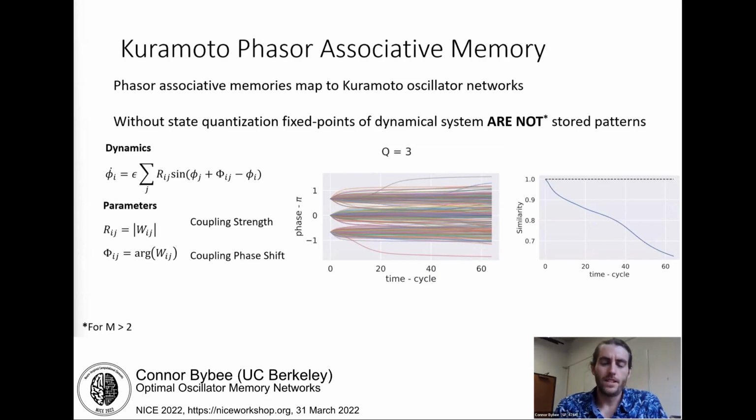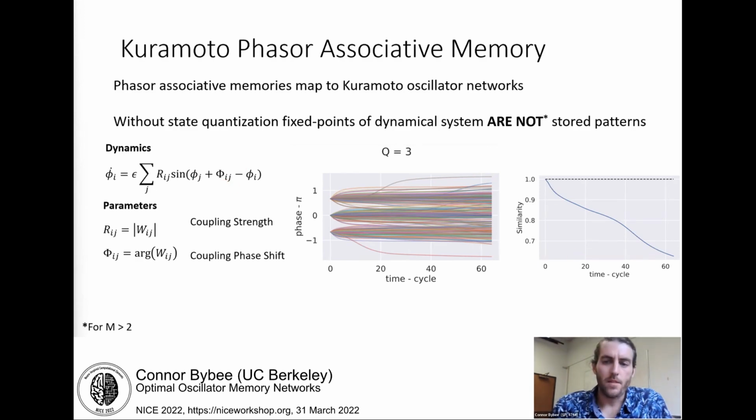In general, the synaptic weights in the Q-state phasor are complex valued. So it was not previously shown how to map these matrices to the Kuramoto model. A simple Kuramoto model consists of real-valued coupling, but we can take the magnitude of the synaptic weights and map those to the coupling strength, and also the phase of the synaptic weights and map those to a fixed phase shift within the Kuramoto model here.